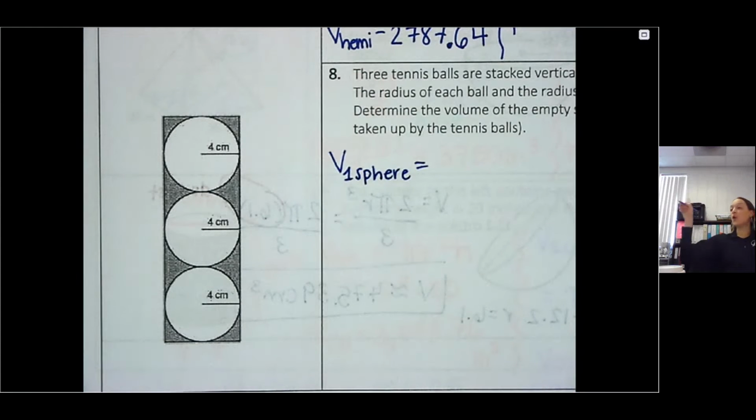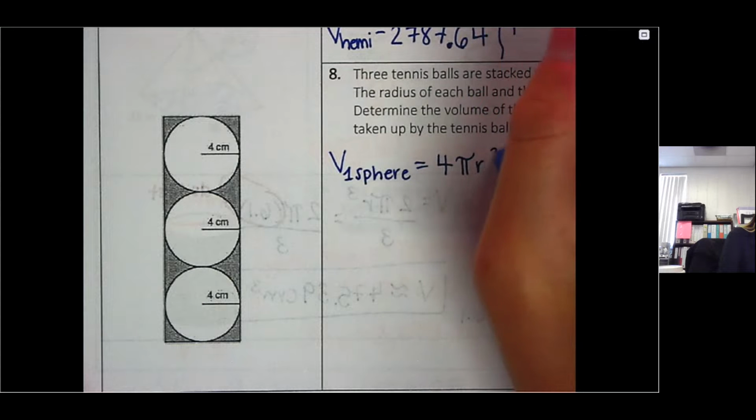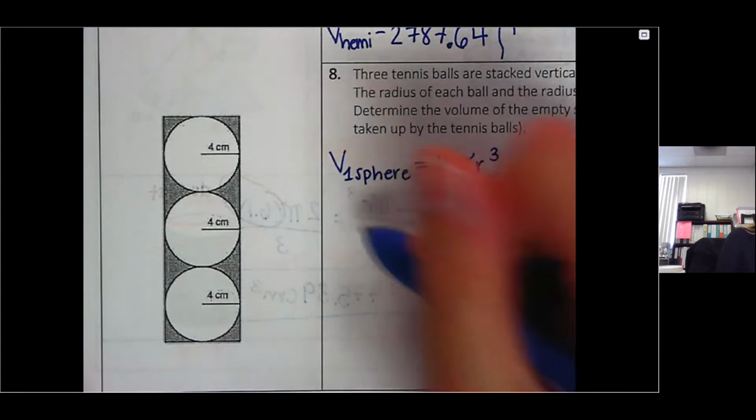And I'm writing down, it's just one sphere. Why am I only going to figure out one? Because they're all the same. Okay, so my volume of one sphere is 4 pi r cubed over 3. And what is the radius of the sphere? 4. Okay.